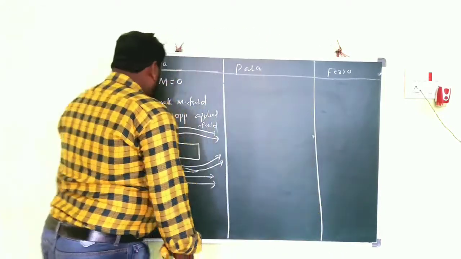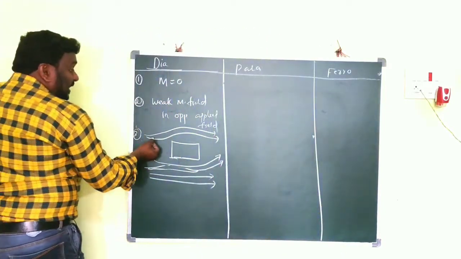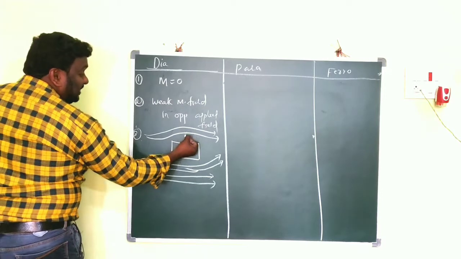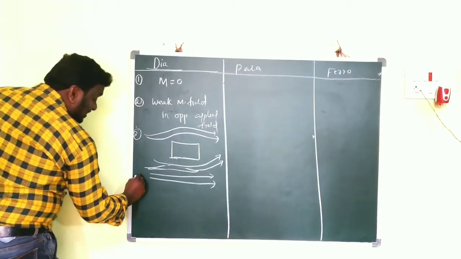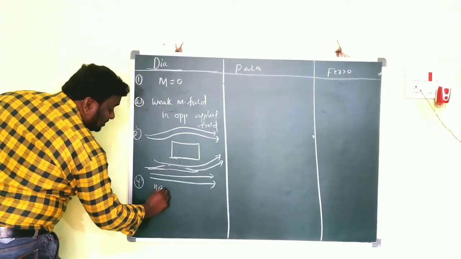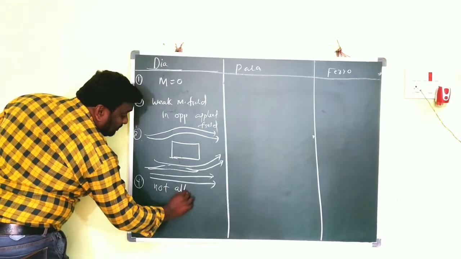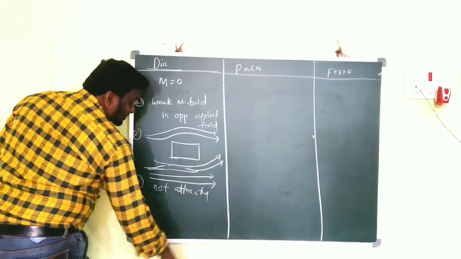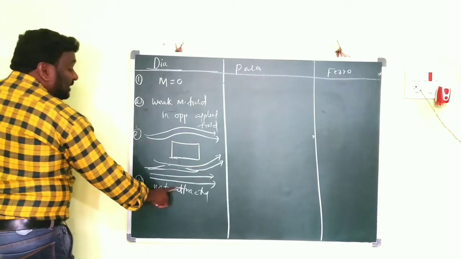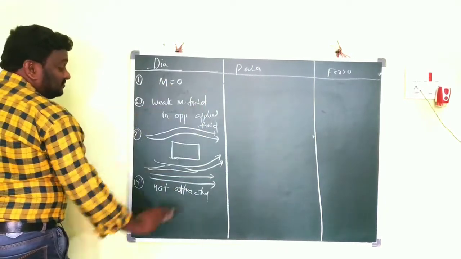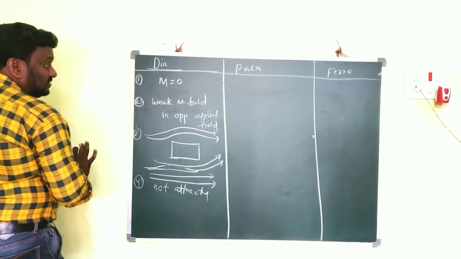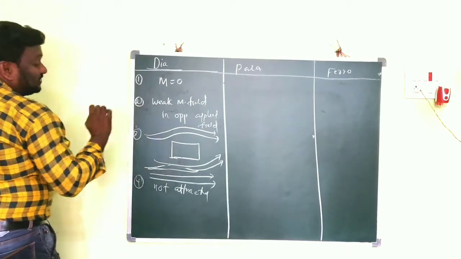Clear? So third point, what is it? Magnetic field lines never pass through the diamagnetic substance, and these are not attracted by the magnet, or they can repel. Clear? So that is the fourth point, children.